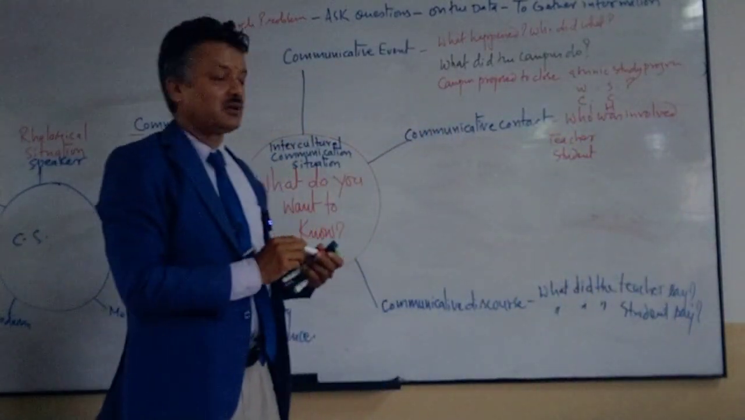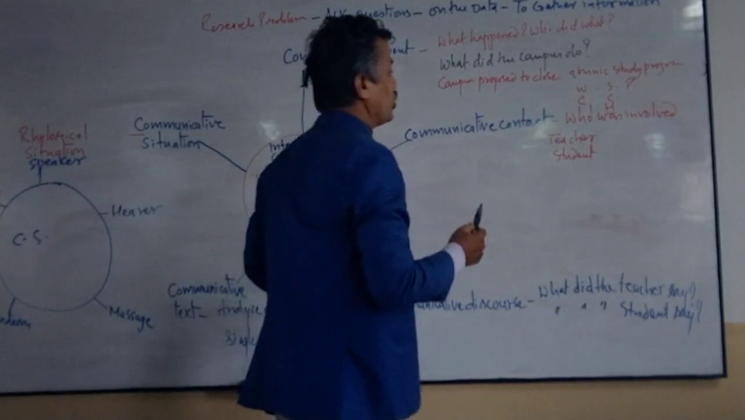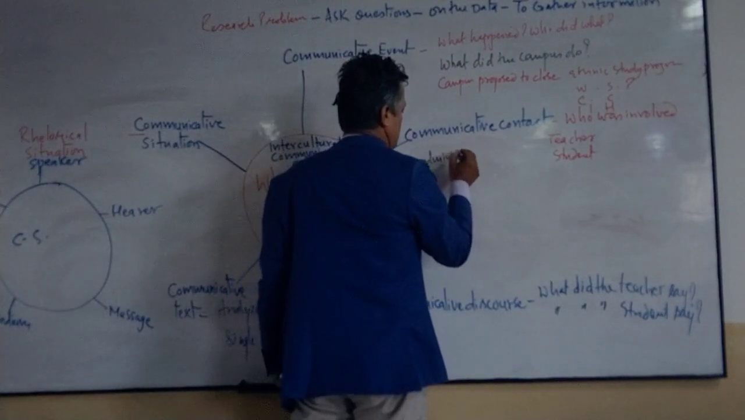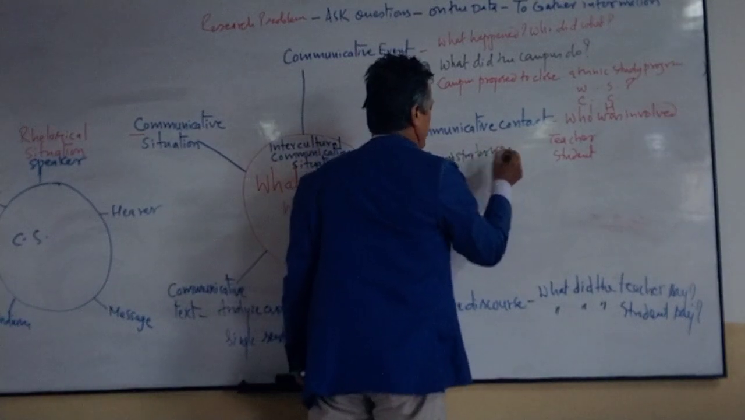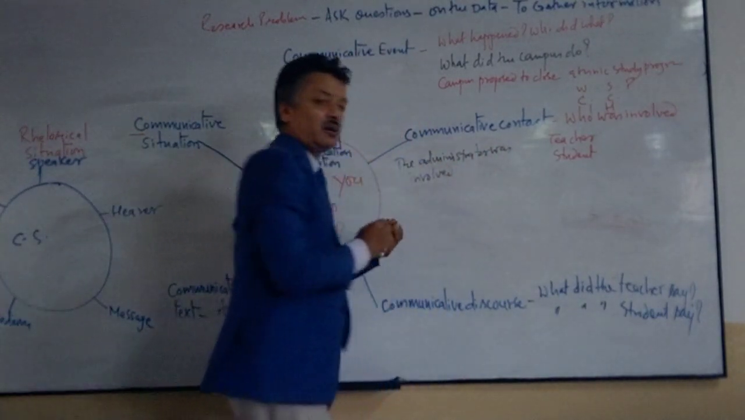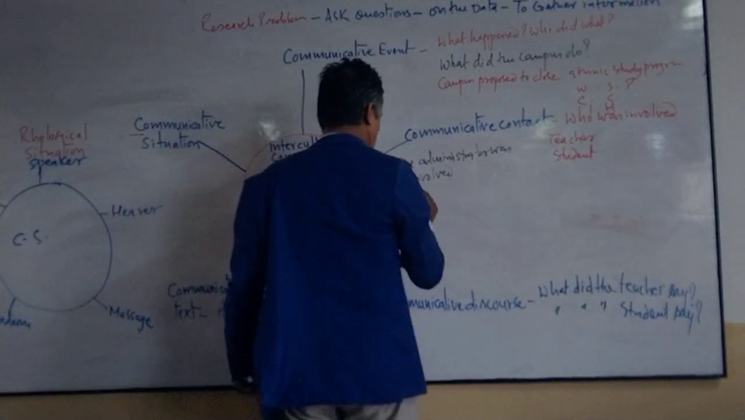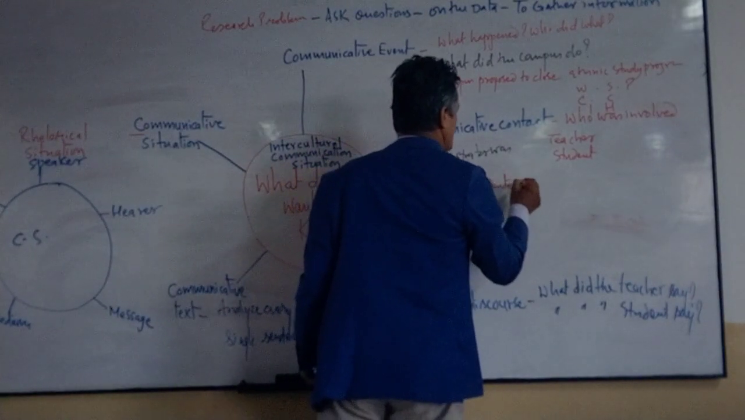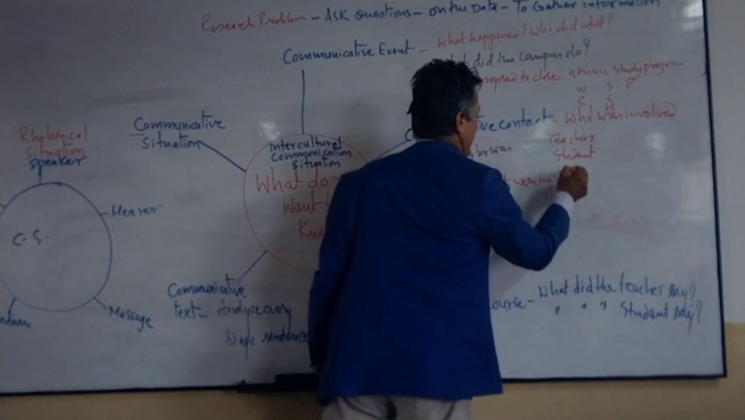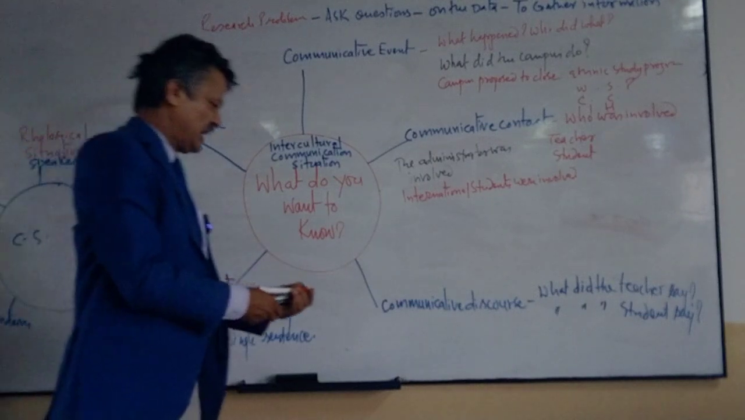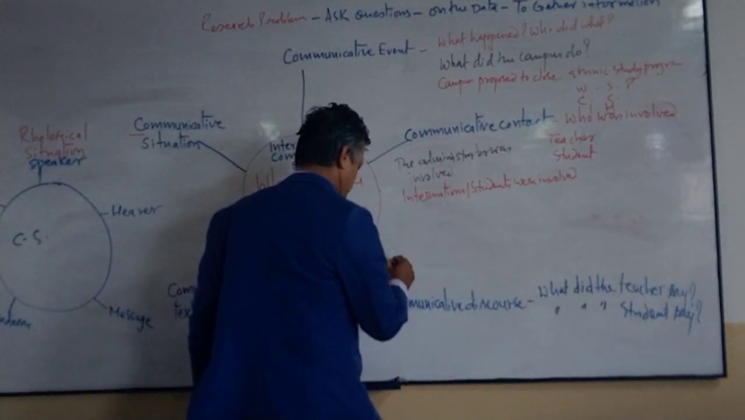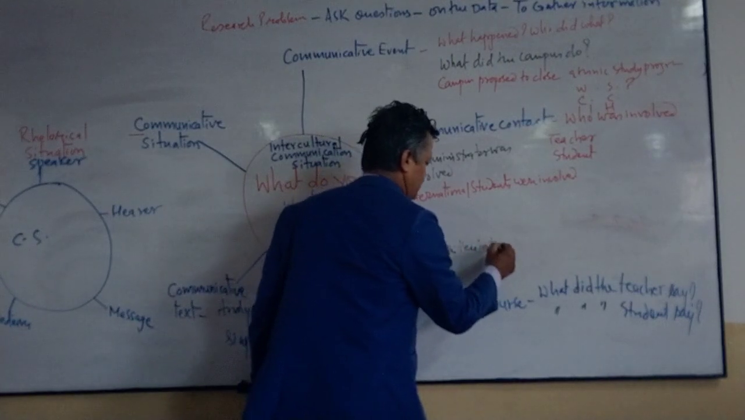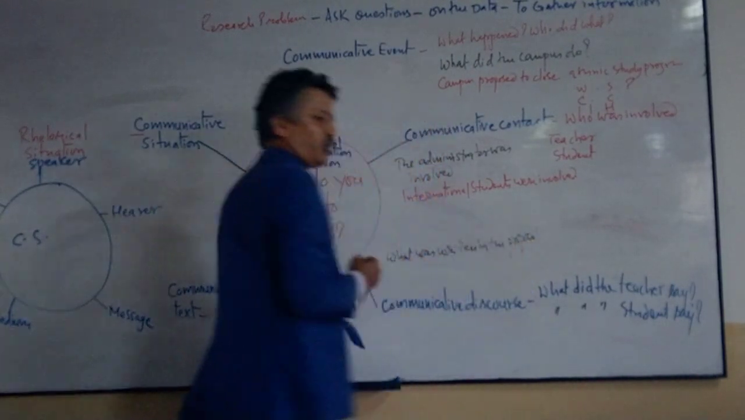What happened? Event. Now if you focus on contact, then you ask who was involved, then your answer is the administrator was involved. Your answer is international students were involved. Now, if you focus on communicative discourse, your answer is what was written in the proposal.